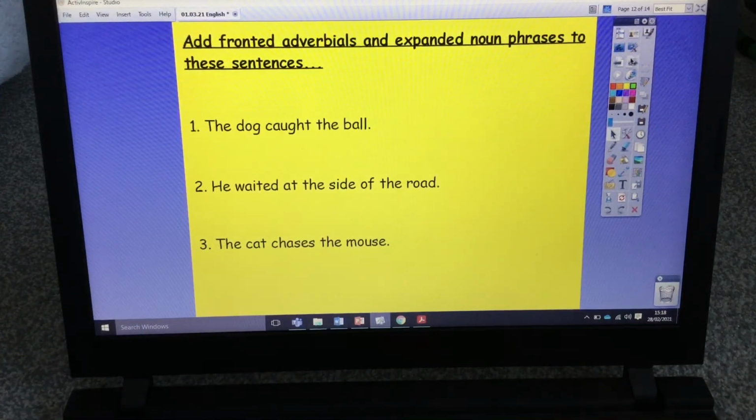Now I'd like you to have a go at adding fronted adverbials and an expanded noun phrase to the following sentences. The dog caught the ball. He waited at the side of the road. The cat chases the mouse. Pause the video now, please, and have a go at this one.